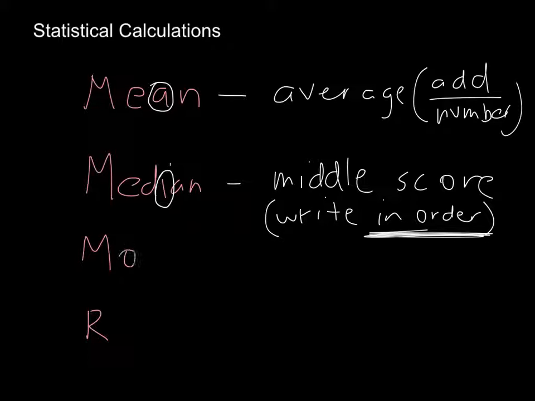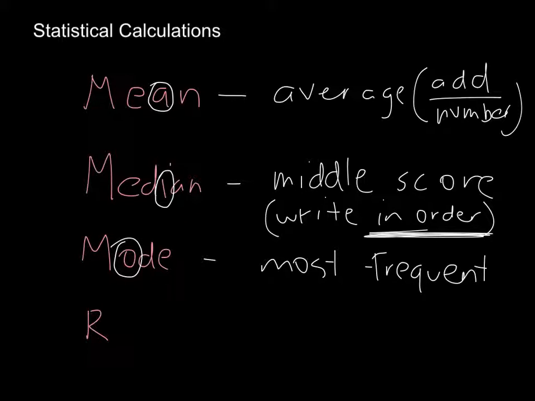Our other M word is the mode. And again, one letter tells us about that, it's the O. And that one is the most frequent. Whichever one occurs most often. So last week when we talked about the number of siblings that people have, the most people in the class had 2 siblings. So that's our mode score. Our mode score is 2 siblings. And our range of scores, as the name suggests, is highest minus lowest.